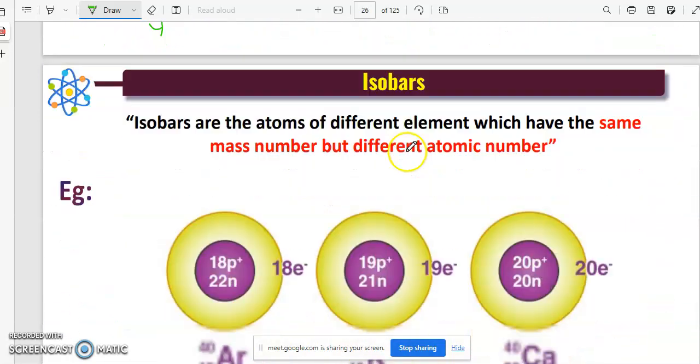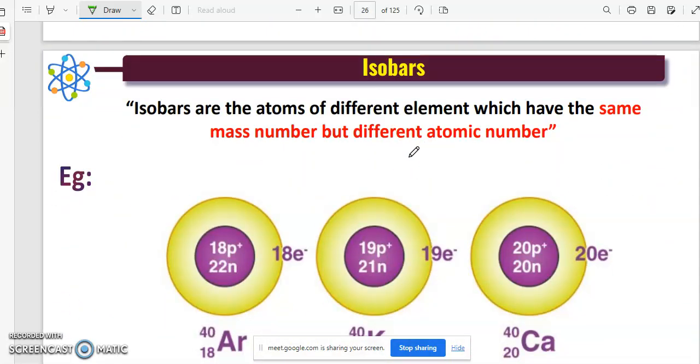Okay, sure. So let's take the next definition here. Next is isobar. Firstly, we discussed the isotope. The second one that we will discuss here is the isobar. Actually, isotopes and isobars are just opposite of each other.